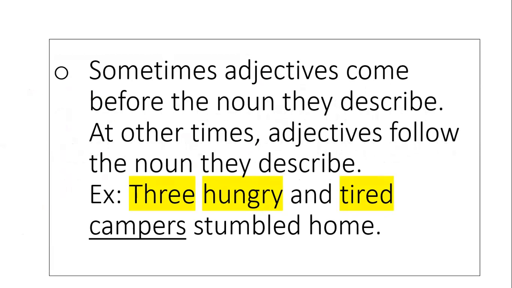Let's look at this example. Three hungry and tired campers stumbled home. We are describing the campers. We are saying that the campers are tired, hungry, and that there are three of them. So if you notice, the adjectives in this sentence come before the noun that they describe.